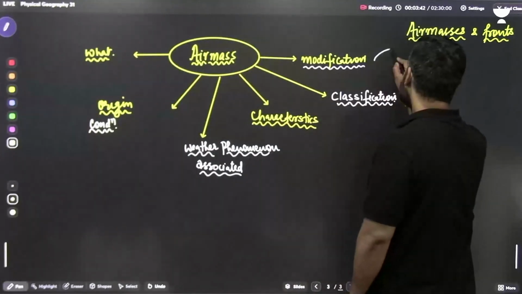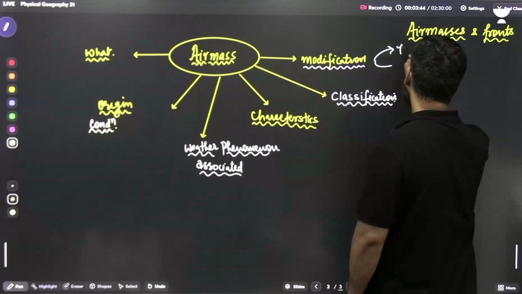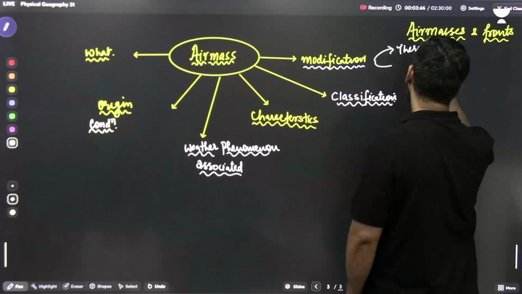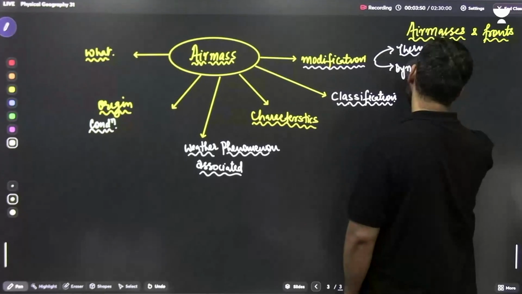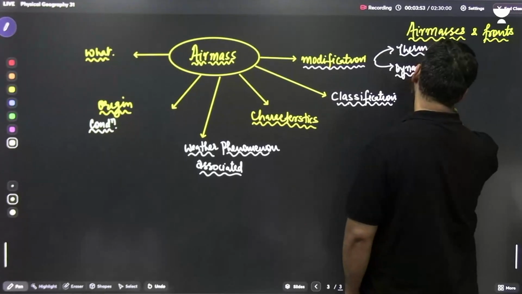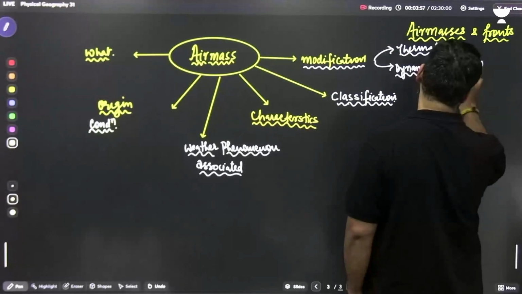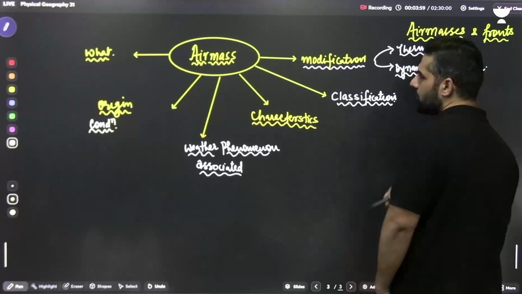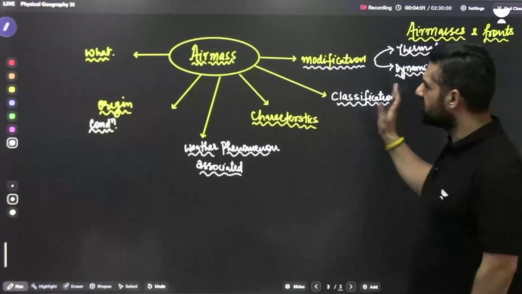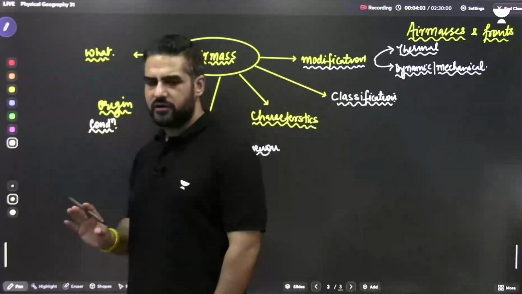When I say modification, there are two types of modification. One is called thermal modification, another is called dynamic or mechanical modification. Is this clear? These are the different aspects which we need to cover for an air mass.